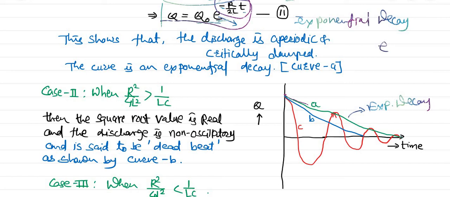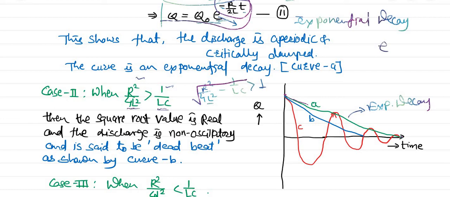Now the second case: R squared by 4L squared is greater than 1 by LC. The first case was both being the same, and secondly we can say either this is greater or the next one will be this one greater. So for R squared by 4L squared greater, that subtraction, R squared by 4L squared minus 1 by LC, is obviously always greater than 0. So the square root value will always be a real number, and therefore this discharge is non-oscillatory.